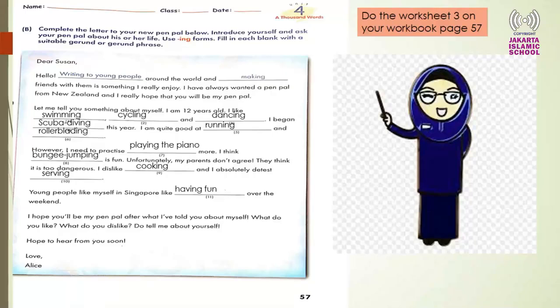Okay, in this letter, Susan has a new pen pal, Alice, and she hopes Susan will tell her about her hobbies, her likes and dislikes, like what Alice has written in her letter. The letter's content is about hobbies like swimming, cycling, dancing, scuba diving, running, and rollerblading, and then playing the piano, bungee jumping, cooking, and serving. Okay, that's all for our practice today.